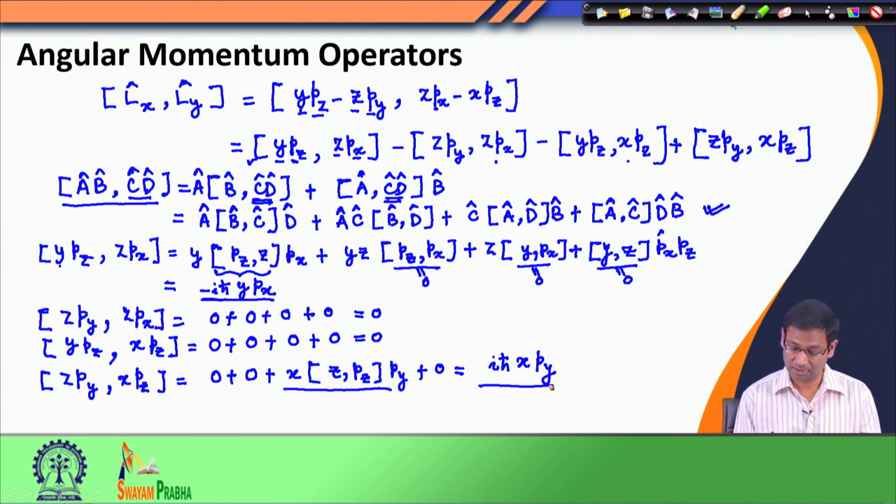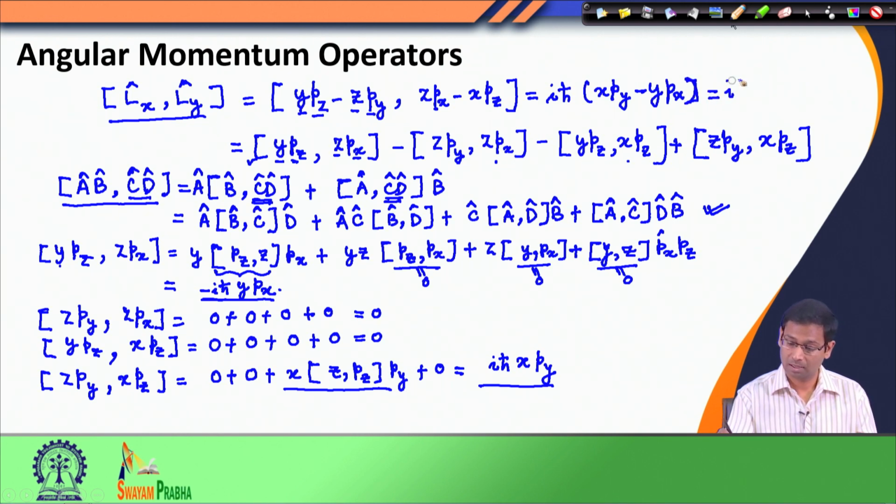Now, this is the term that survived here, and this is the term that survived in the first term. So, when I evaluate this commutator, I am left with these two terms. When I simplify this, I have i h bar (x py minus y px), which is nothing but i h bar Lz. This is how we had defined the Lz operator: x py minus y px.